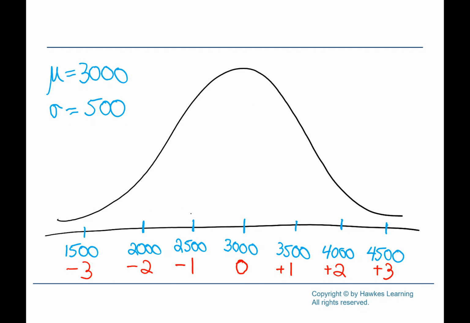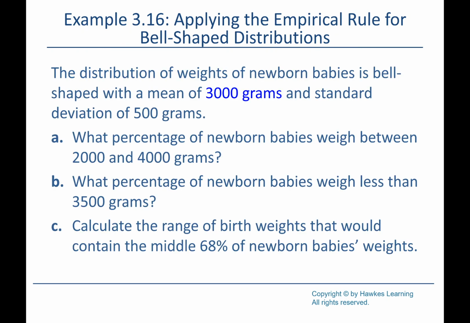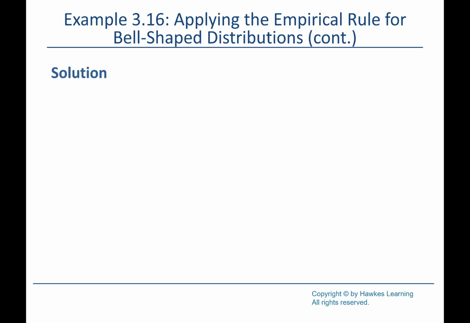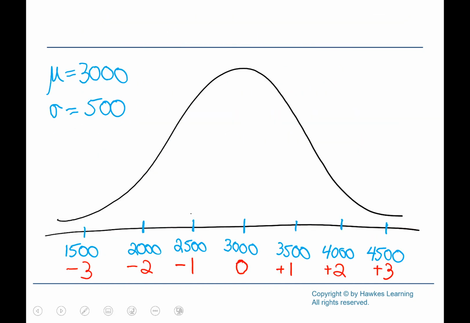So now we can look back at our question. It says, what percentage of newborn babies weigh between 2,000 and 4,000 grams? So we're wanting to know what percentage of newborn babies weigh between here and here. What percentage of our data is in that range? Good, 95. You've already seen what we're doing. That's 2 standard deviations above the mean to 2 standard deviations below the mean. So the empirical rule says that in this range of values, we've got 95% of our data.